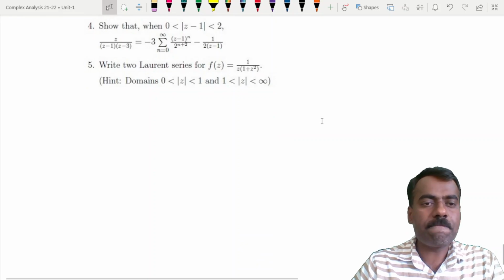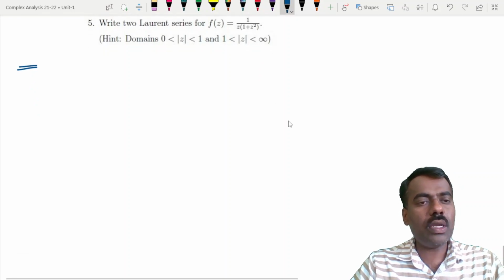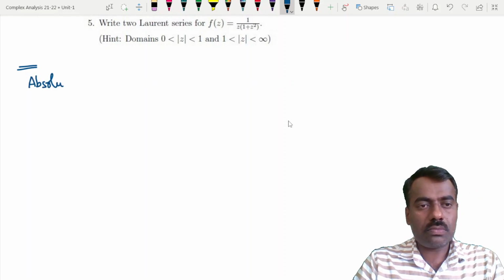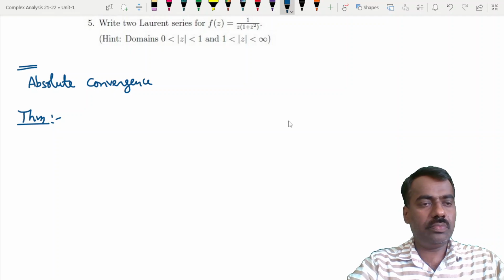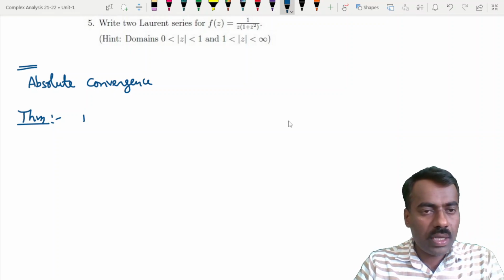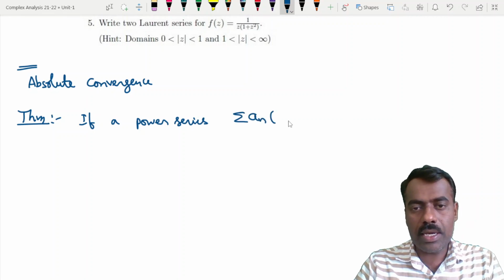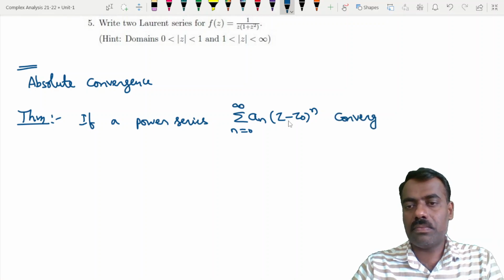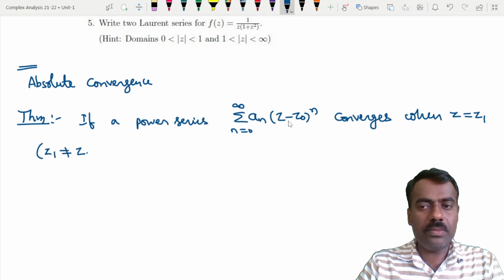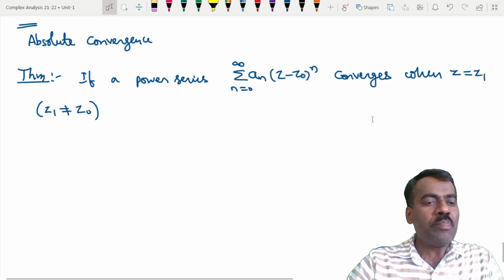Now let's move to another section, which is absolute and uniform convergence of power series. So it is about absolute convergence. Let me write the theorem which says that suppose a power series, the summation a n into z minus z naught whole power n, n from 0 to infinity, converges at a point, say when z is equal to z1, where z1 is different from z0. That means this power series converges at at least one point different from z0.